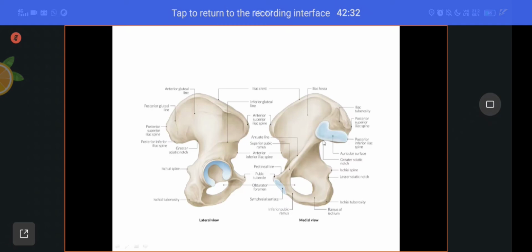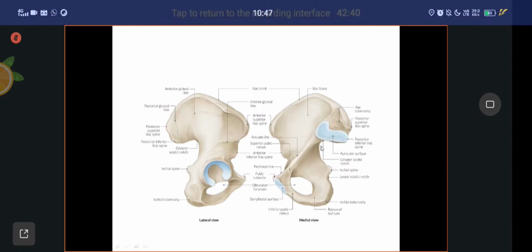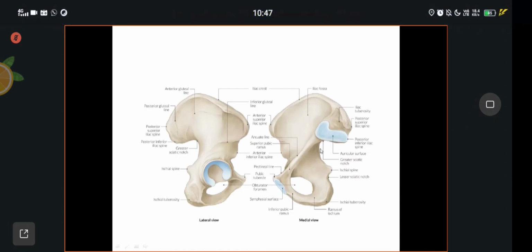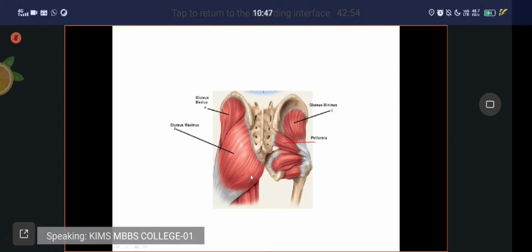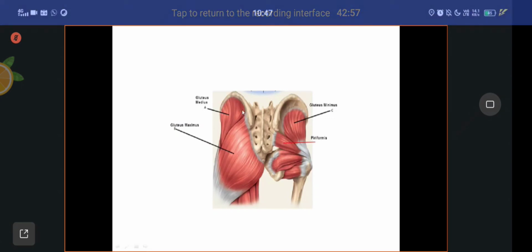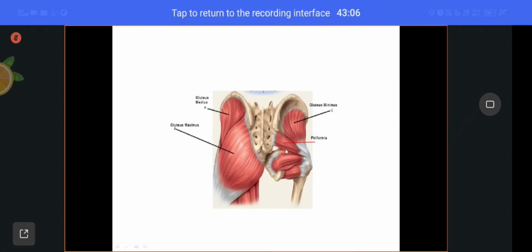Right. And you can see here, this is the greater sciatic notch. So the upper aspect of the greater sciatic notch gives attachment to a muscle called piriformis. So where is this piriformis? I'll show you in this diagram. I already told you in this gluteal region, this is the gluteus maximus, this is the gluteus medius, and this is the gluteus minimus. And this muscle, which gets its origin from the sacrum and also the upper margin of the greater sciatic notch, is the piriformis muscle.